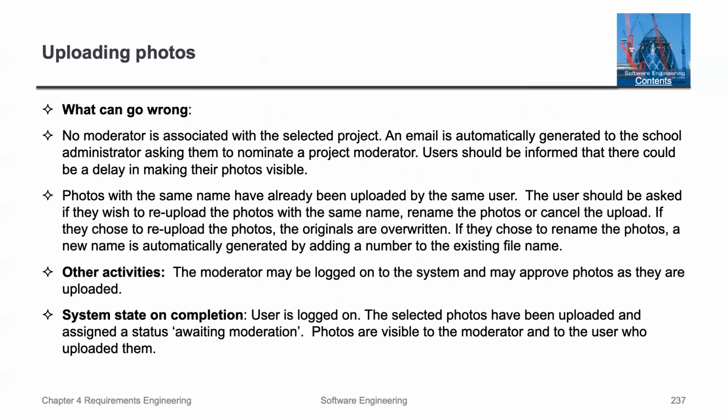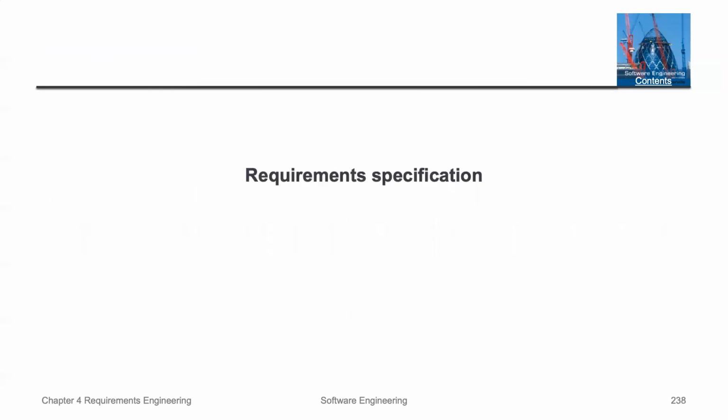So what could go wrong? No moderator is associated with a selected project. Photos with the same name have already been uploaded, so that could be a concern. And for other activities, a moderator may be logged onto the system and they may not approve photos as they are uploaded. System state on completion: the user is logged on, the selected photos have been uploaded and assigned a status of awaiting moderation. Photos are visible to the moderator and to the user who uploaded them. So that just gives you a situation going into the detail of how some of this might look.